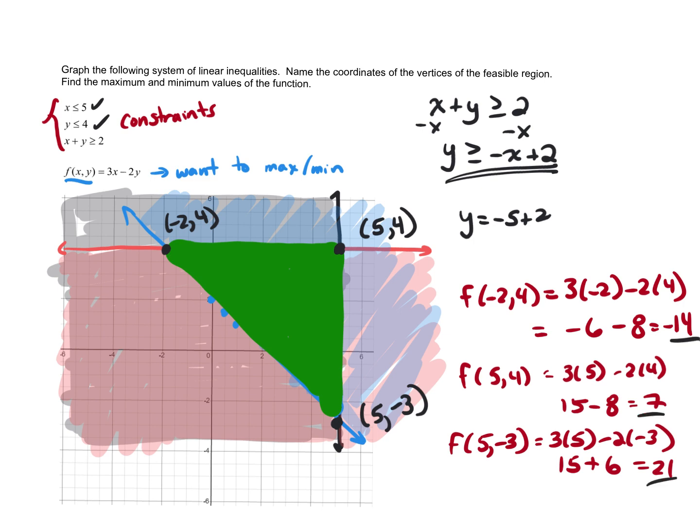So the maximum value of the function is 21 at the ordered pair 5, -3, and the minimum is going to be -14, and that's going to occur at -2, 4. So literally any little point in this feasible region, if I plug every single point in, none of them will give me a bigger value than 21, and none of them will give me a smaller value than -14. So you only have to check these corners.